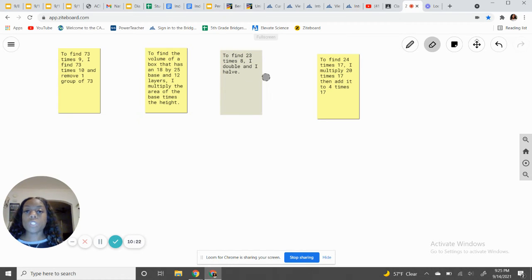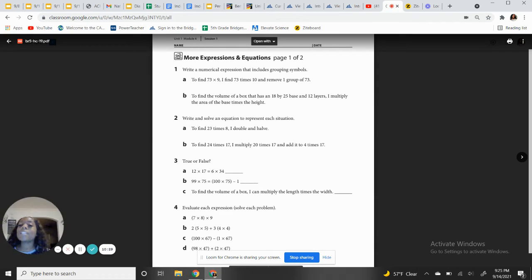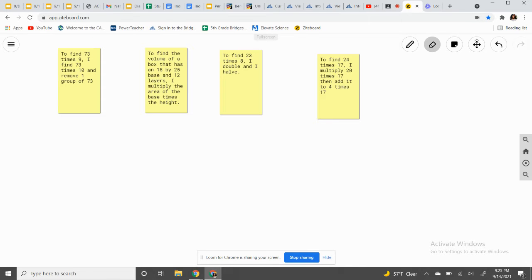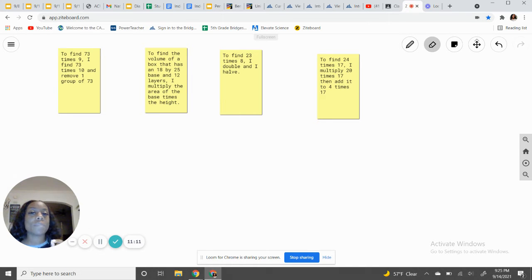Now we're going to move on to number 2. Number 2a says, let's look at number 2, write and solve an equation to represent each situation. Now we're not doing expressions, right? So now we should be seeing some equal signs. Now we need to get down to business and figure this out, right? Number 2a. To find 23 times 8, I double and I halve.